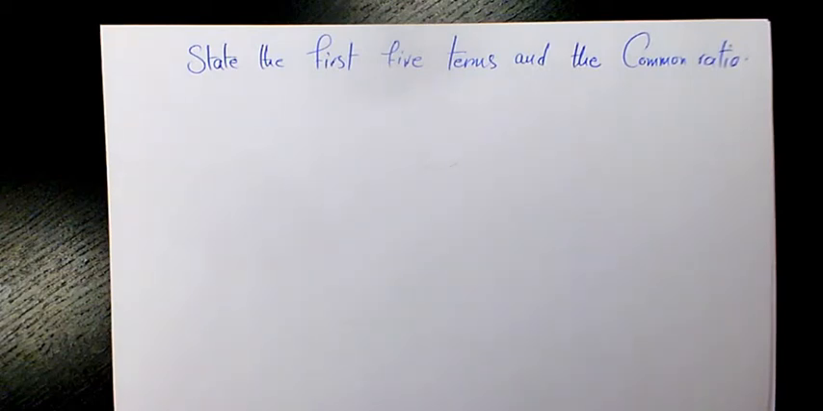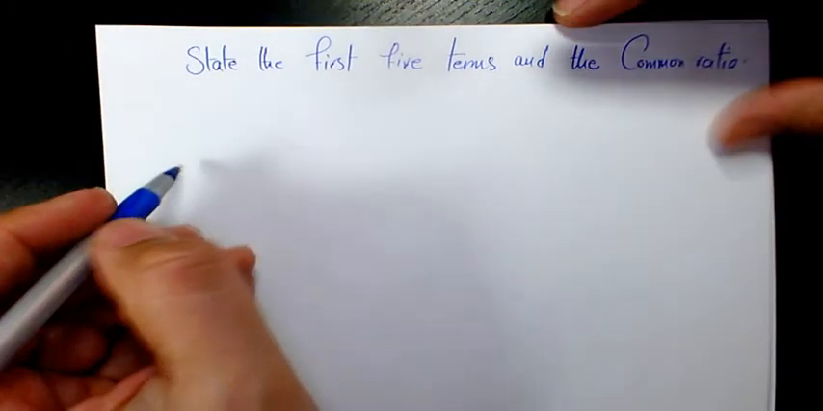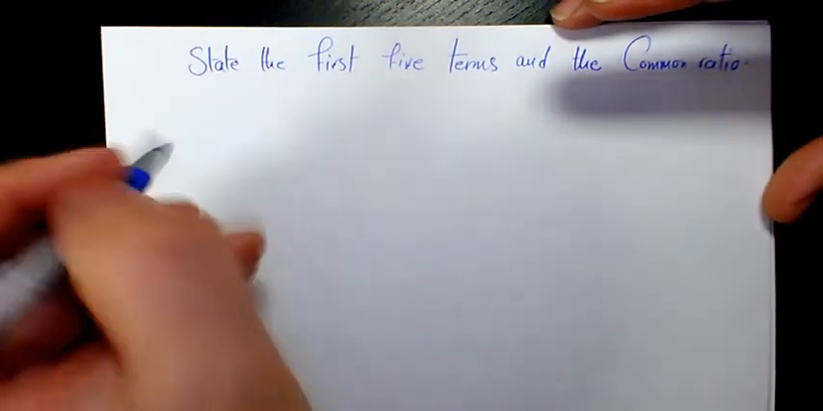Welcome to another video. In this video I want to give you more examples regarding geometric sequence. This is the third part in geometric sequence. If you're new to this, I recommend you go back and start from the first part. In this video I want to talk about writing the first 5 terms and finding the common ratio if the first term and the recursive term are given.